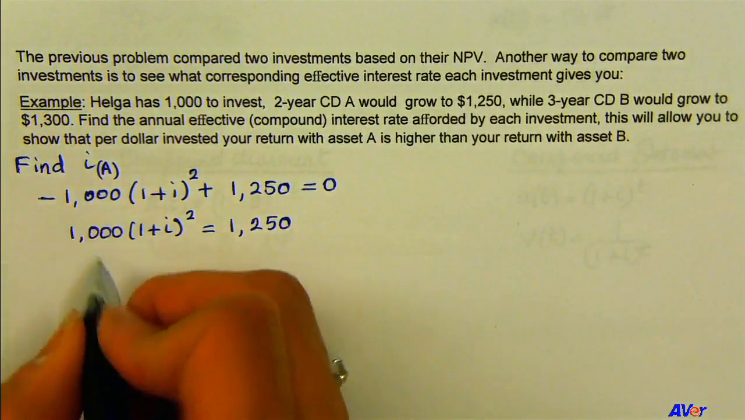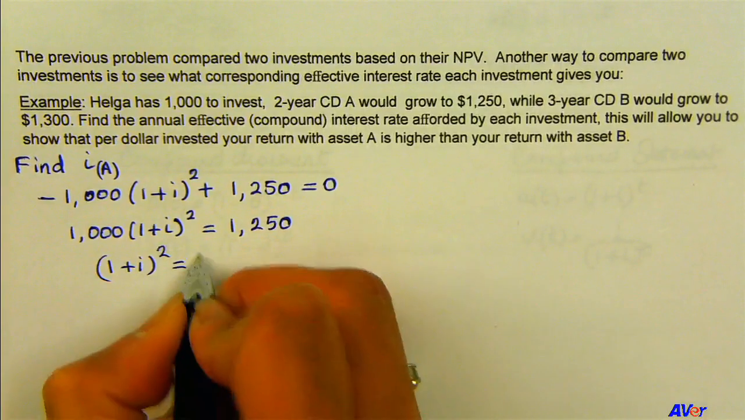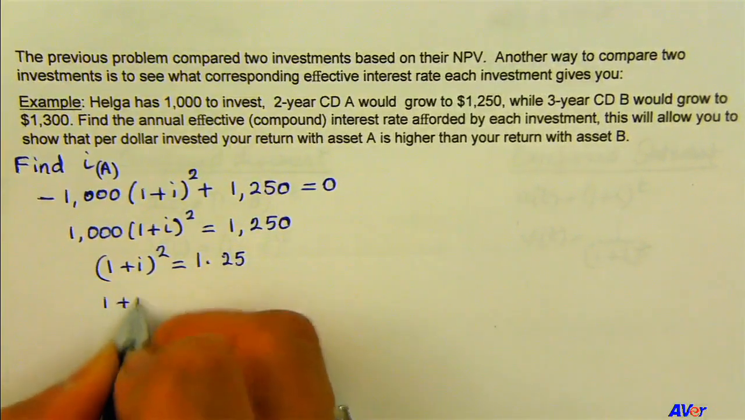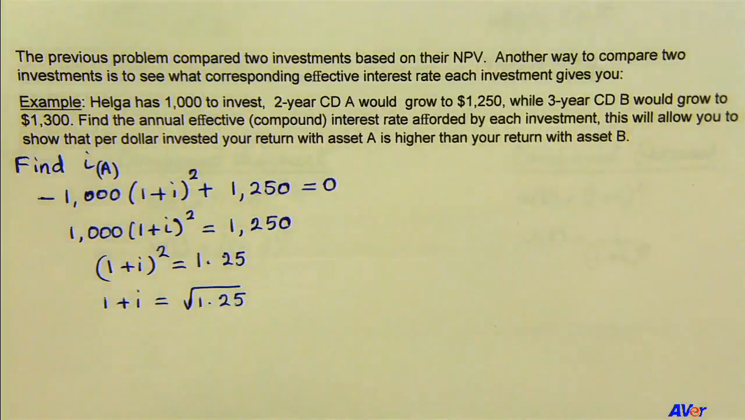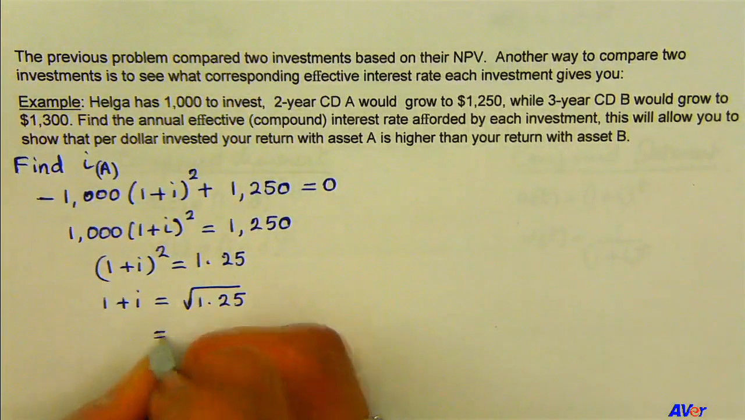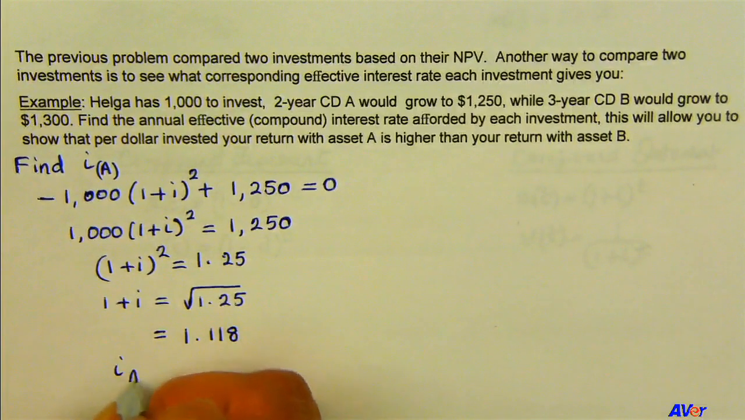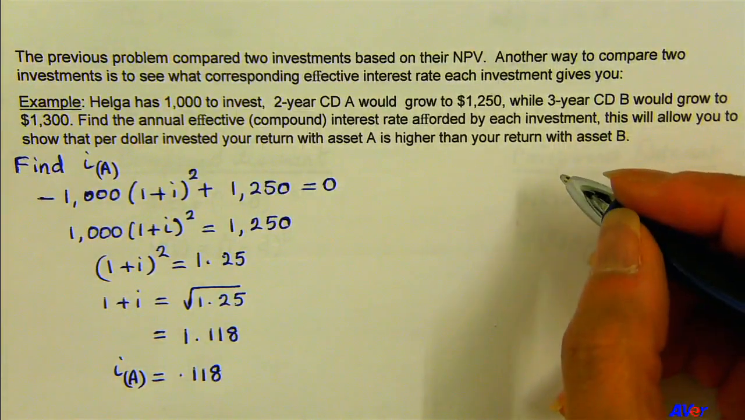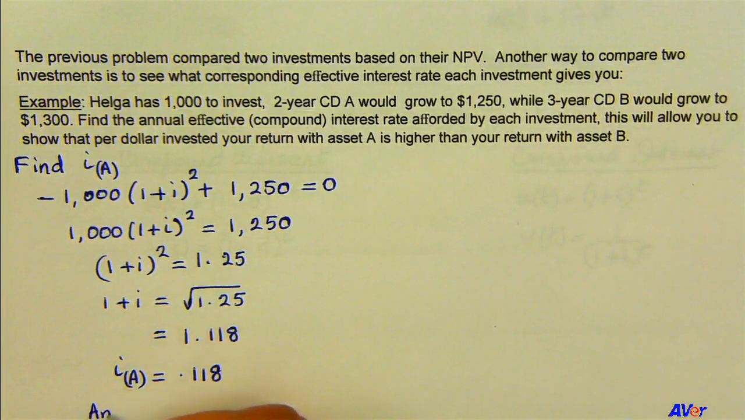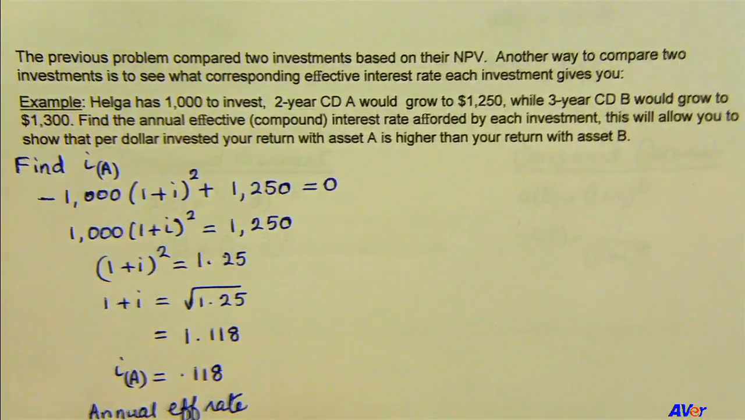So let's finish solving this, right? 1 plus I squared equals 1.25. Therefore, 1 plus I equals square root of 1.25. Let's find that. 1.25 raised to the 0.5 gives me 1.118. Therefore, IA, option A, is equal to 0.118. That's the annual effective rate of interest at Bank A.